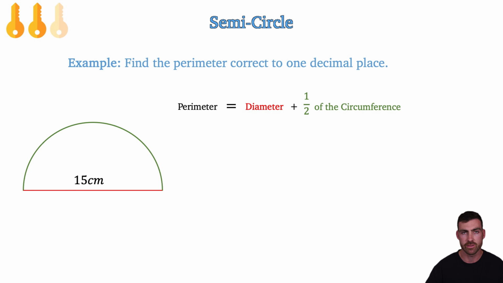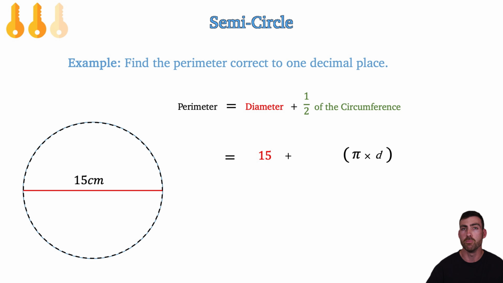The diameter is already given, which is 15 in this question. So the only challenge is the arc length, that curved top. To find the arc length, we use the full circle formula. Notice if we leave it here, we have found more than the arc. To find the required arc length, we multiply by the fraction of the circle you have compared to a full circle. In this case, we have 1/2 of a circle. You could also divide by 2. Multiplying by 1/2 is the same as dividing by 2.